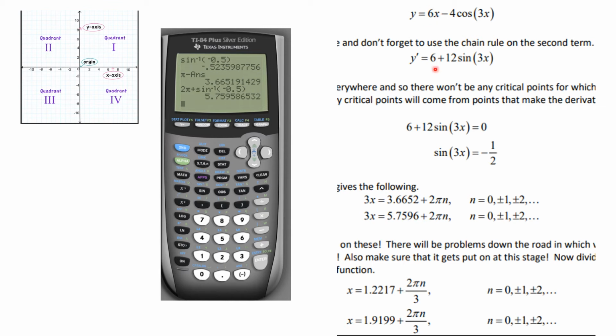The derivative of 6x is 6. The derivative of this, there's a minus, but the derivative of the cosine is a minus sign. And we have a 3 by the chain rule, so that's 4 times 3, and minus and minus is a plus. And so we get sine of 3x. Now that's defined everywhere, so we only have to worry about when that's equal to 0, and we get this. Now you really don't need a calculator for this one, because this is an angle that you know well. You could say, oh, 3x is equal to minus pi over 6, and you could have gone from there.